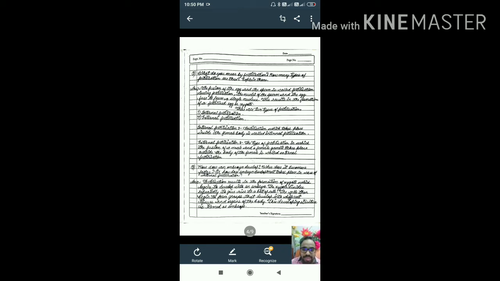Fertilization results in the formation of a zygote, which begins to develop into an embryo. The zygote divides repeatedly to give rise to a ball of cells. The cells then begin to form groups that develop into different kinds of tissues. The stage where all the organs can be identified in a particular embryo is termed a fetus. That particular fetus develops into a baby by which we are born.